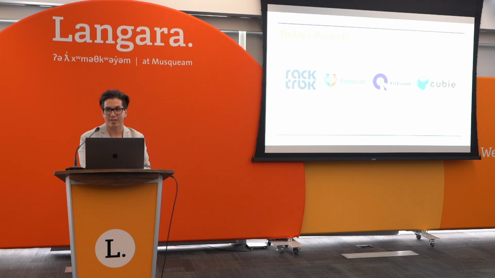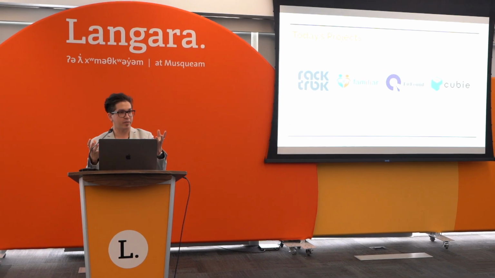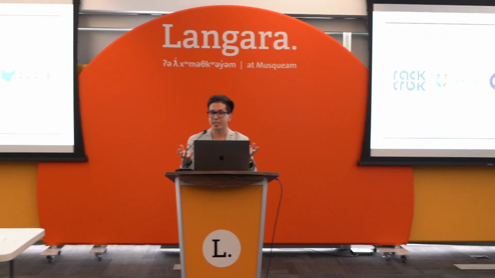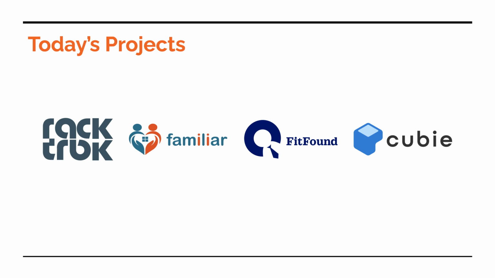So we have 4 projects. Like I mentioned earlier, we have Trak, and this will be the order that we are presenting them. Trak, we have Familiar, FitFound, and Cubie. So a little bit of something for everybody. So Trak is something for small, medium businesses that can use this. Now they will be showcasing one particular business, but the nice part about their project is it could be white labeled, it could be expanded into many others.